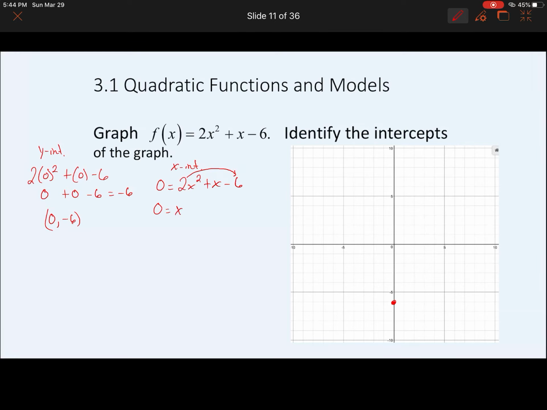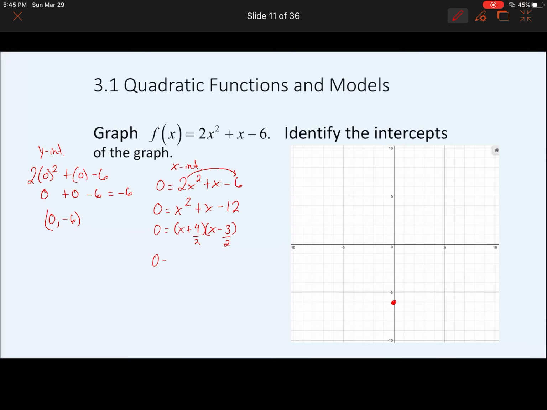And we can solve that quadratic equation. We've solved quadratic equations for a long time now. And so we can solve it by factoring. You can do the quadratic formula. I don't care how you solve it, but you need to solve that equation. And so I'm going to solve by factoring. And so we'll take the 2 and multiply by the negative 6. And we'll get x squared plus x minus 12.